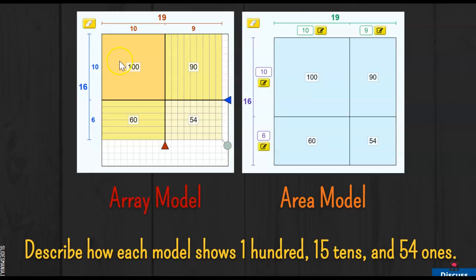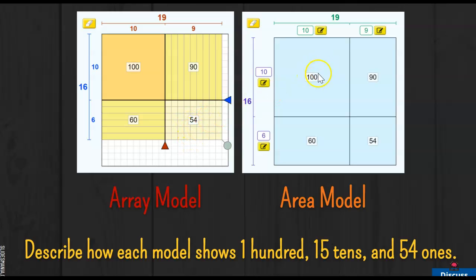So if you look up here, this is 100. Okay, you got the 10 times 10 equals 100, and 15 tens. How do we get 15 tens? Okay, so over here, you got 9 times 10, so that's 9 tens, which is 90. And down here, you got 6 times 10, which is 60. So when you add up these 9 tens and 6 tens, that becomes 15 tens, and the total value is 60 and 90. Okay, and here are the 54 ones. You got the 9 times the 6, 54 ones.